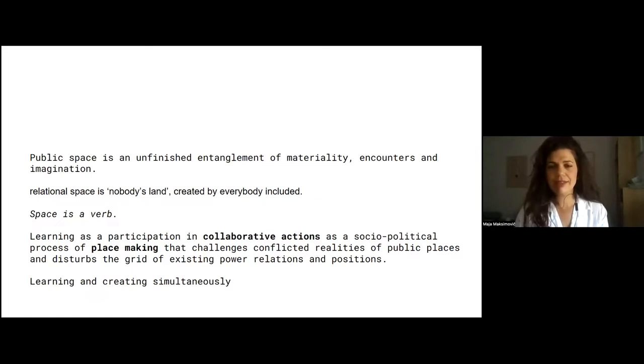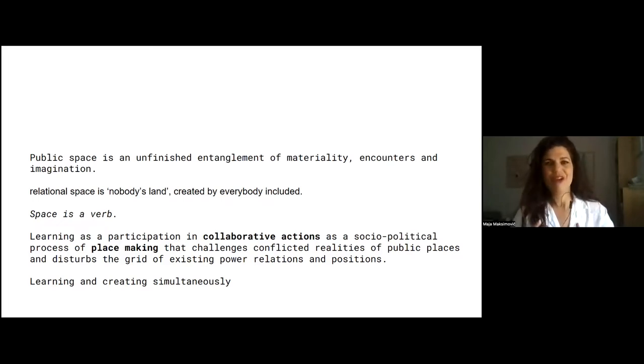So I understand that public space is very important for learning democracy, and it is not finished. It is not something that is done for us, but we constantly engage in the creation of public space. In 2018 that was the faculty, but during the pandemic public space was actually the city, the streets around us. So learning is participation in collective actions as a socio-political process of placemaking that challenges conflicted realities of public space and disturbs the grid of existing power relations and positions.